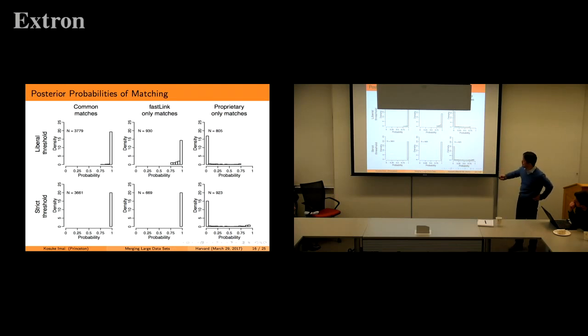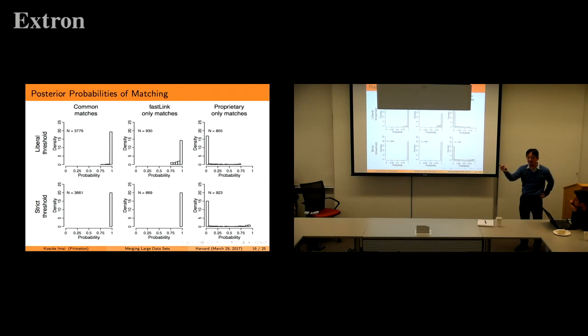So these are the cases where both the proprietary method and our method code matches. In those cases, we have 3,000 cases like that, and the posterior probability is almost 1. There are some observations we code as match, but the proprietary method codes no match. We still see that 900 observations have a very high posterior probability of matching.